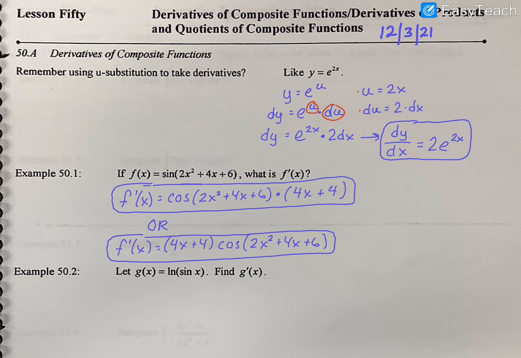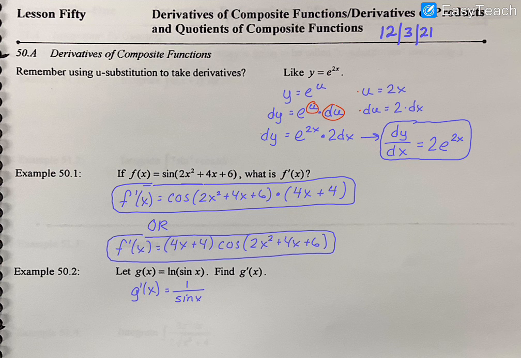Okay, moving along. Example 2. Let g of x equal the natural log of sine x and find g prime of x. So, g prime of x equals the derivative of natural log of something is 1 over something. Traditionally, we've taken the derivative of natural log of x, and we do 1 over x. So since this is the derivative of natural log of sine x, it's 1 over sine x.